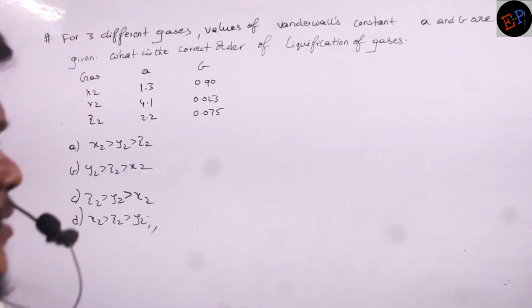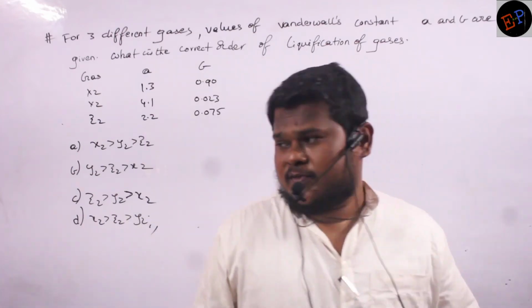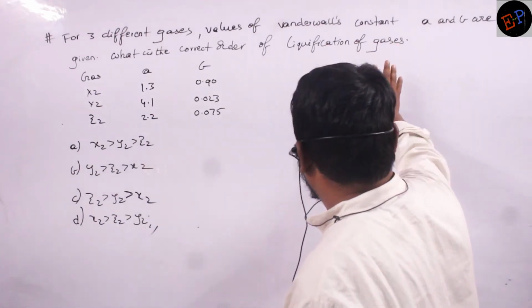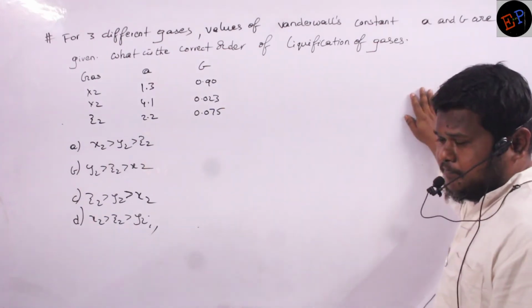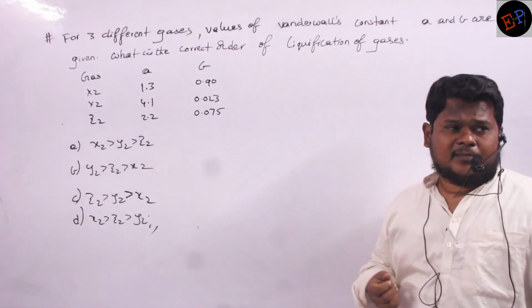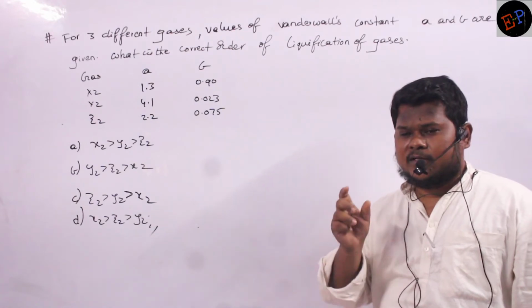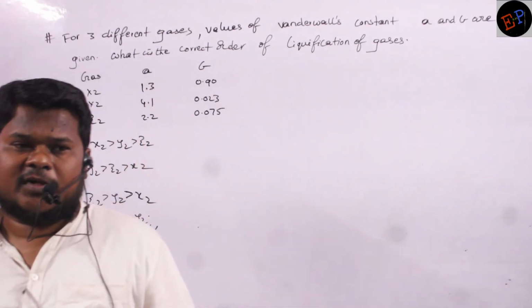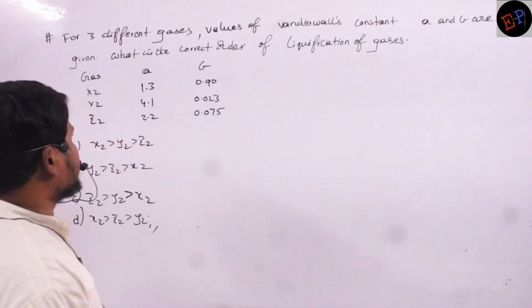This is a previous NEET question. See this question. For 3 different gases, values of van der Waals constants a and b are given. Where do you find a? You will find a in the correction term of pressure. And where will you find b? In the correction term of volume. So these values are given.